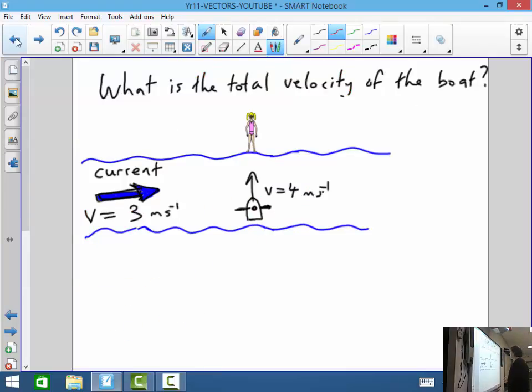So if we look at some real examples of this, we can work out the total velocity of this rowboat. Someone here is trying to actually get across to the other side of the river or stream, and they've got a rowing speed of 4 metres a second using their oars. They've got a current going off to the right here of 3 metres a second.